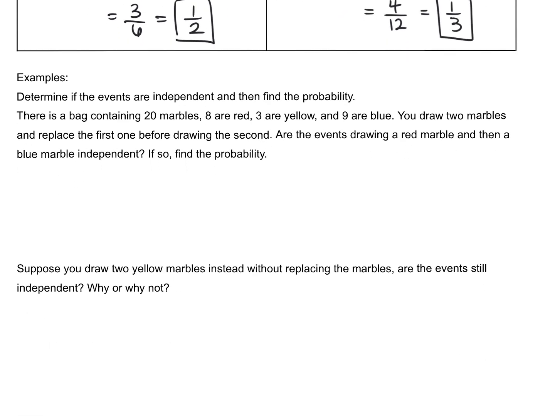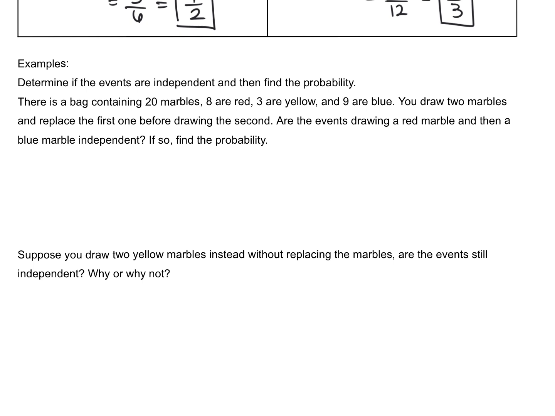So in these last two examples, we're going to first determine if our events are independent or dependent, and then find the probability. So in this case, I will talk about how to find probability of dependent events. So we have a bag of 20 marbles. 8 are red, 3 are yellow, 9 are blue. You draw 2 marbles and replace the first one before drawing the second. Are the events drawing a red marble and then a blue marble independent? If so, find the probability.